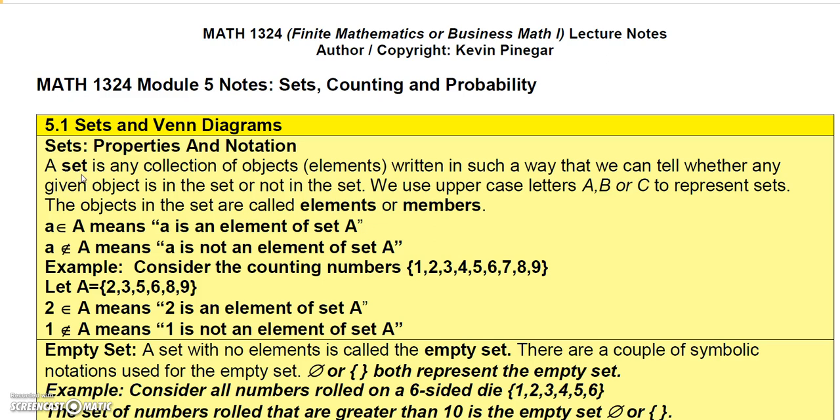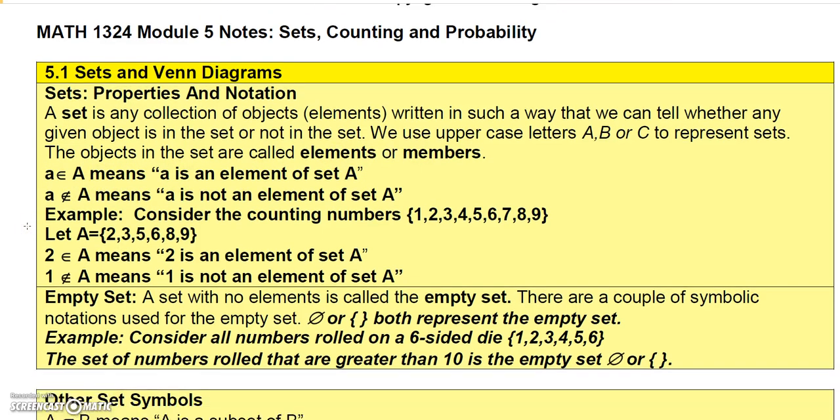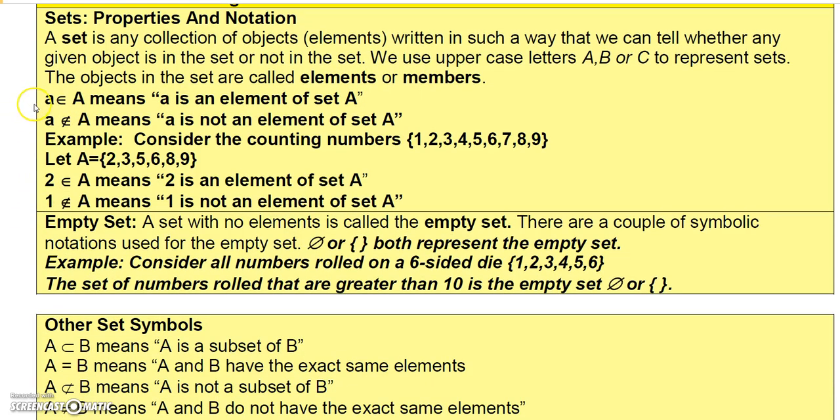A set is any collection of objects or elements written in such a way that we can tell whether any given object is in the set or not in the set. Generally, when we describe sets, we define them with uppercase letters. The objects in the sets are called elements, and sometimes members. These notations show you some symbols that are used with set notation.